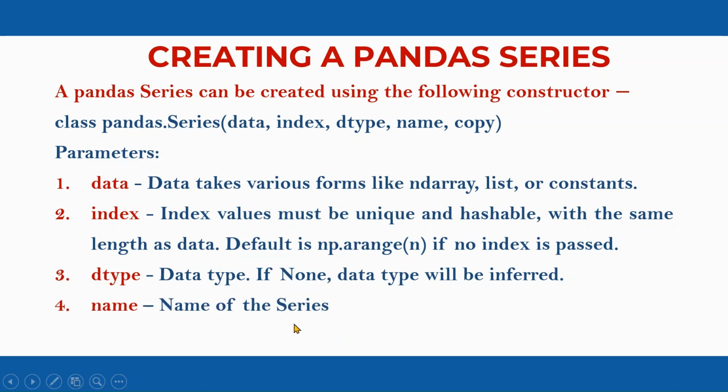So you have multiple series. In order to identify that series, you need to give a name for the series. So we have a name attribute, and we have a copy. For the copy parameter, the default is false.